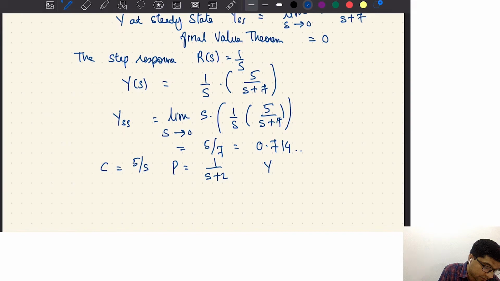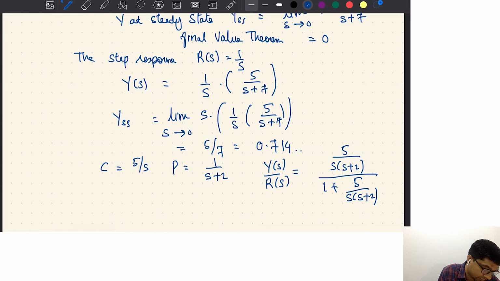The closed loop transfer function Y(s) over R(s) now becomes 5 over (s plus 2) times (1 plus 5 over (s plus 2)). So I compute this, and this will just be 5 over s square plus 2s plus 5. Okay, let's go straight to computing the step response of this, right?